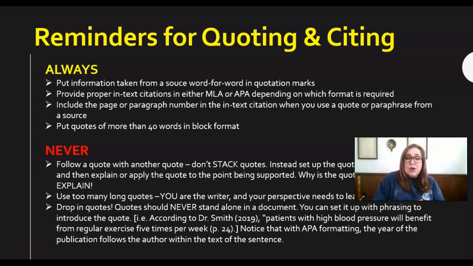So dropped in quotes, or some people call them quote bombs, is when you just throw in a quote but you don't have any phrasing with it. So a quote can never stand alone in a sentence. It can't be its own sentence. You have to have phrasing that you've provided to integrate it into the essay.